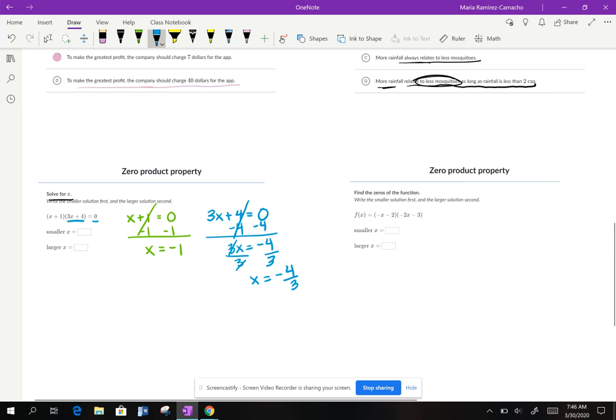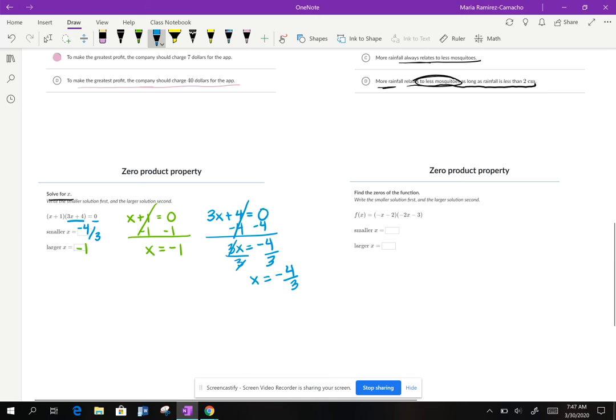Which of these two numbers is smaller? Be careful. These are both negative. And when you have two negative numbers, the closer it is to 0, the larger it is. So -1 would be our larger x. And -4/3 would be our smaller x.